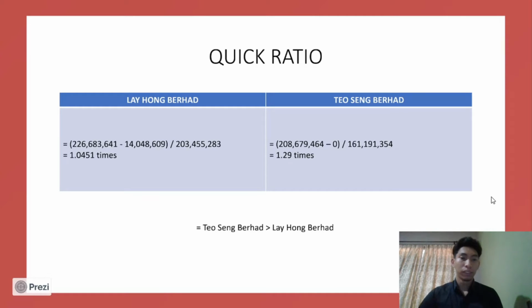Next, for quick ratio, the value for Lehong Berhad is 1.0451 times, and Teoseng Berhad, the value is still the same, which is 1.29 times. The quick ratio for Teoseng Berhad stayed the same as the current ratio, because Teoseng Berhad has no value of inventories. So here again, Teoseng Berhad is greater than Lehong Berhad.